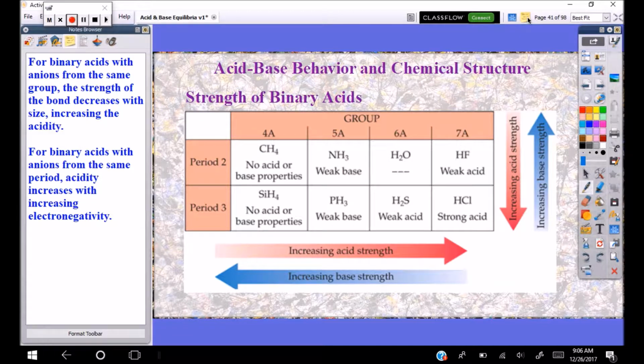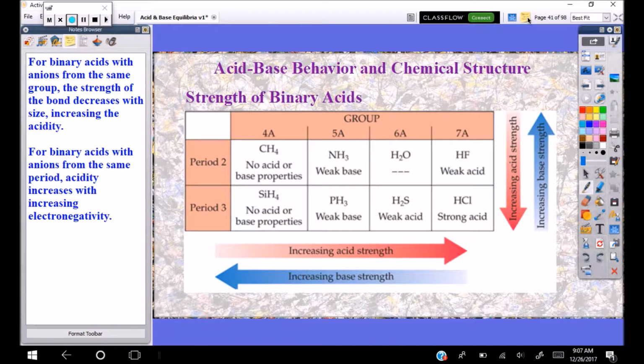You can see the things in group 4A have very little acid or base character. Group 5A, we start getting into the weak base territory. We know ammonia is a classic weak base. Anytime you see NH3, just think that's a base. Don't even question it. Water, we already know auto-ionizes. It can be amphoteric, so it can be an acid or a base.